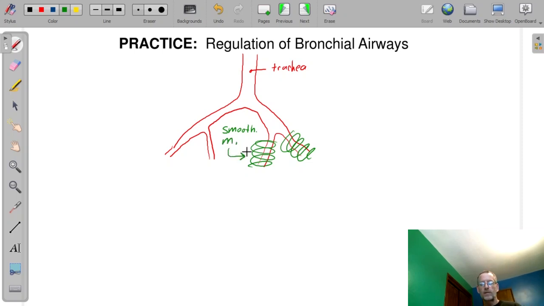So, pause the video and put in the regulation, parasympathetic and sympathetic regulation to that bronchiolar smooth muscle. Include the neurotransmitter and the receptors and the response. So I'll give you a moment to do that, and when you're done, restart the video and we'll finish it together.